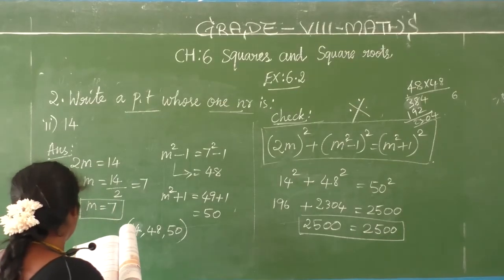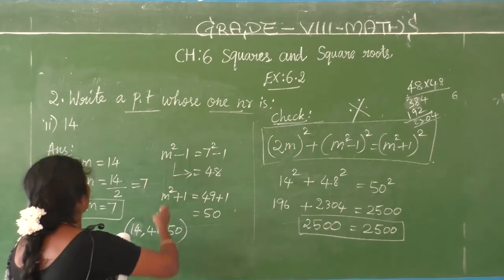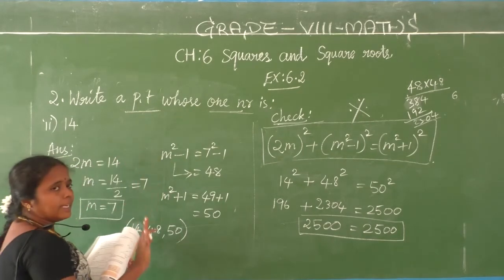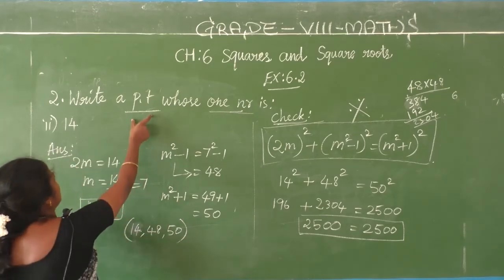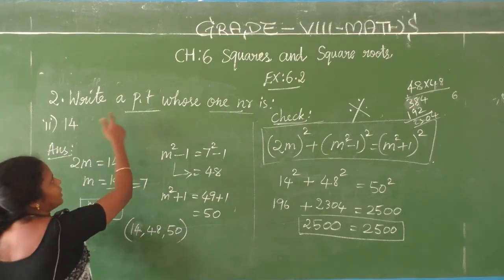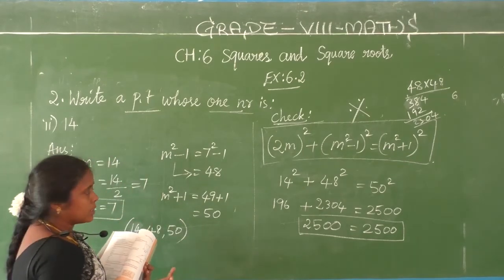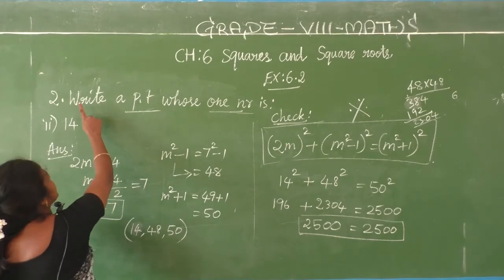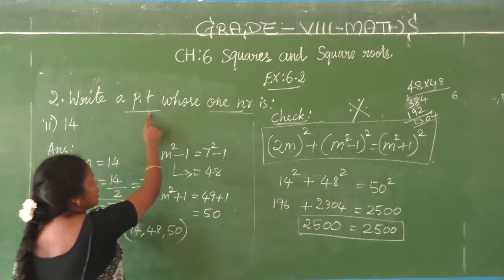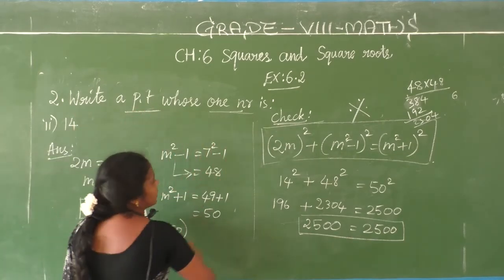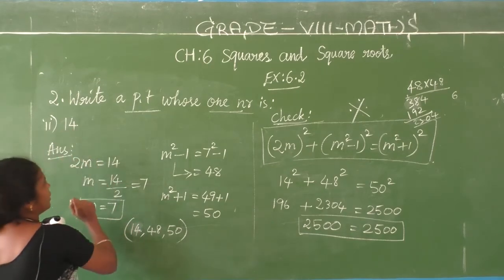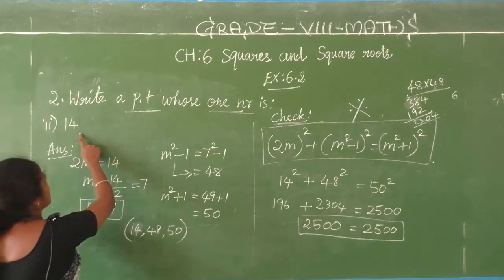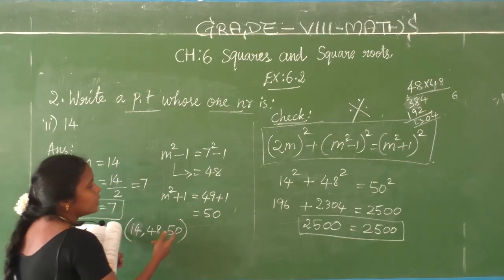Second section: write a Pythagorean triplet whose one number is given among the three numbers. Among the three numbers, one number is given, and we have to find the remaining two numbers. Clear? What is the heading? Second section, write a Pythagorean triplet whose one number is 14. This is the second question in this section. One number is given here, 14. We have to find out the remaining two.